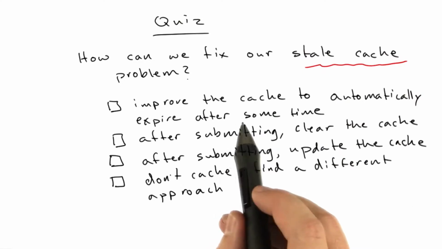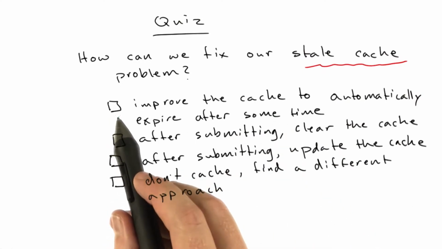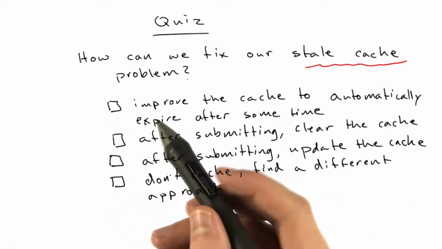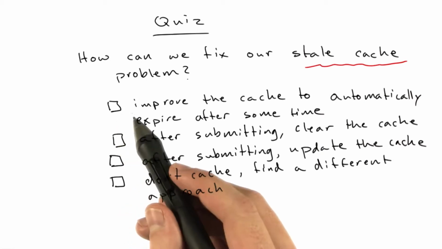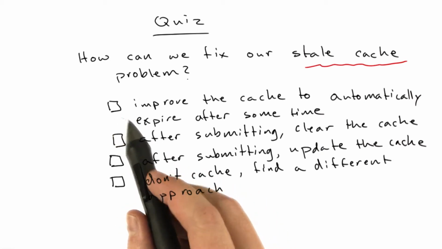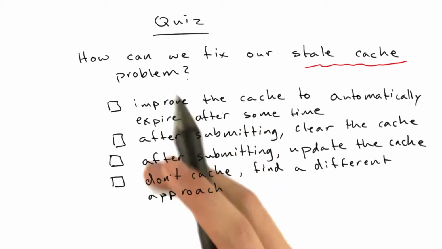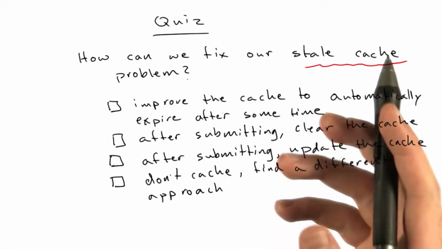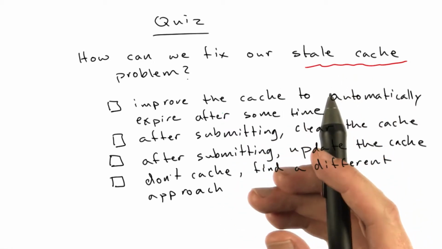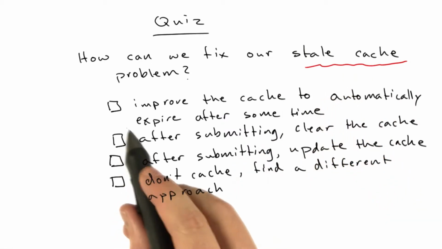Improve the cache to automatically expire after some time. I'm not going to count this as correct, although it is possible. And actually many caches, and the main cache we'll be talking about shortly, has this ability. But it doesn't solve our problem here, because if things automatically disappear out of the cache after some amount of time, there's no guarantee that that's going to coincide with our submission time. So let's look at the other answer.